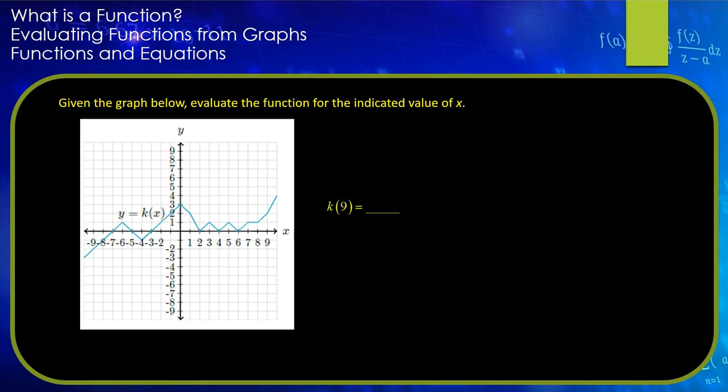For this one here, k of 9. So I can see that x is 9 right here. That corresponds with that spot on the graph, and that spot on the graph has a y coordinate of 2. So this answer here is 2. Moving on to the next one.